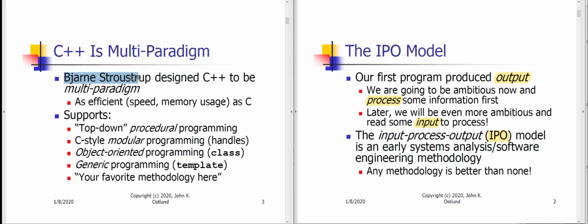Bjarne Stroustrup, who was the originator of C++, designed C++ as a multi-paradigm programming language. He insisted that it maintain the efficiency of the C language, which is often described as a portable assembly language, but in addition to the top-down procedural approach to programming, or the slightly higher level modular approach to programming that you can do in the C language, C++ is also designed to do object-oriented programming and generic programming using classes and templates, respectively.